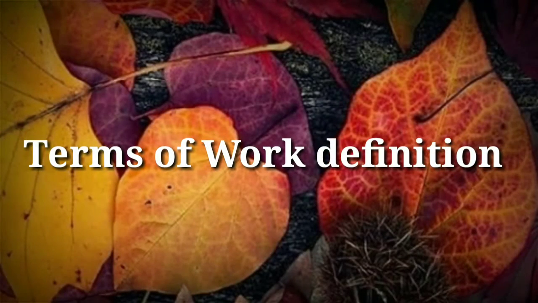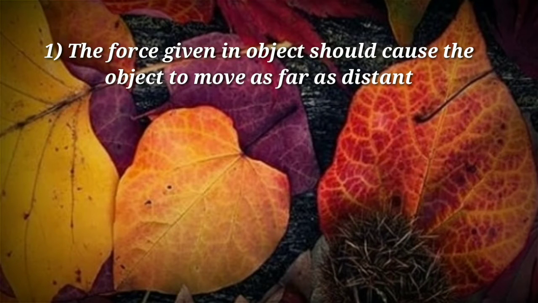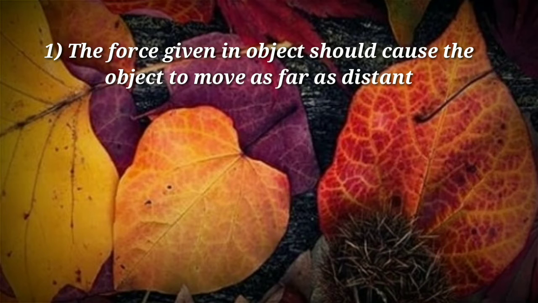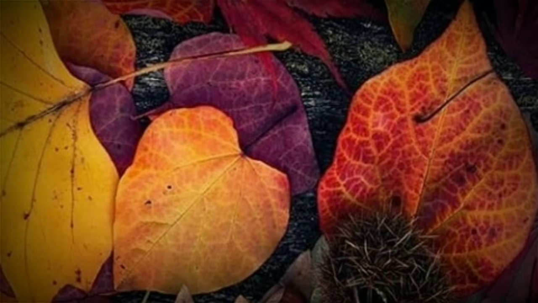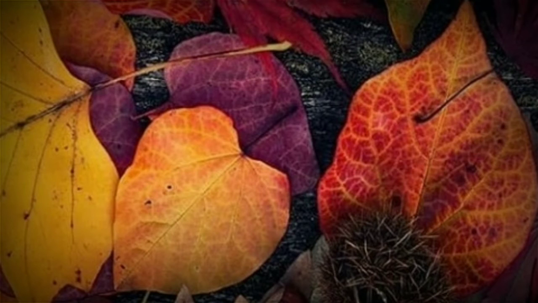Terms of the definition of work in physics. There are two terms of work definition. First, the force given to an object should cause the object to move as far as the distance, like this picture. When you give a force to the object but there is no displacement or motion, it can be concluded that you don't do any work, because in work there should be two components. Those are force as F and displacement or motion as S.